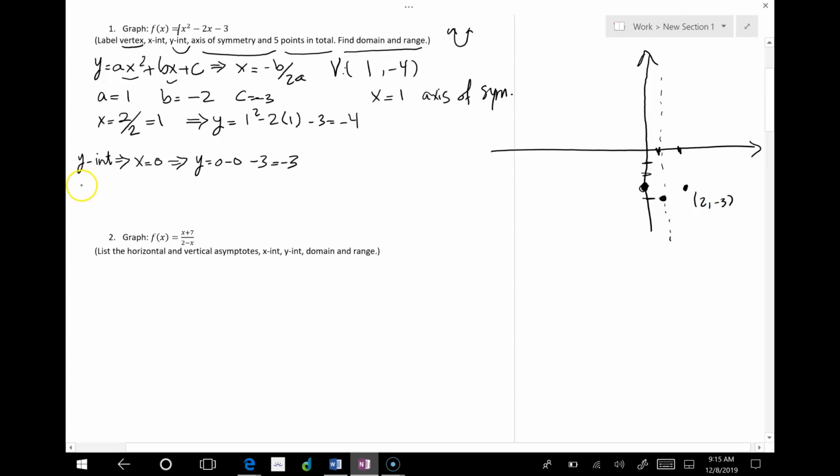Okay, next you want to find x-intercept. X-intercept happens when y is 0. You have x squared minus 2x minus 3. If you want to factor this one, two numbers that multiply to negative 3 and add up to negative 2, it's probably negative 3 and positive 1. Putting it equal to 0, you would get x equal to 3 or x equal to negative 1. So x equal to negative 1 is here.